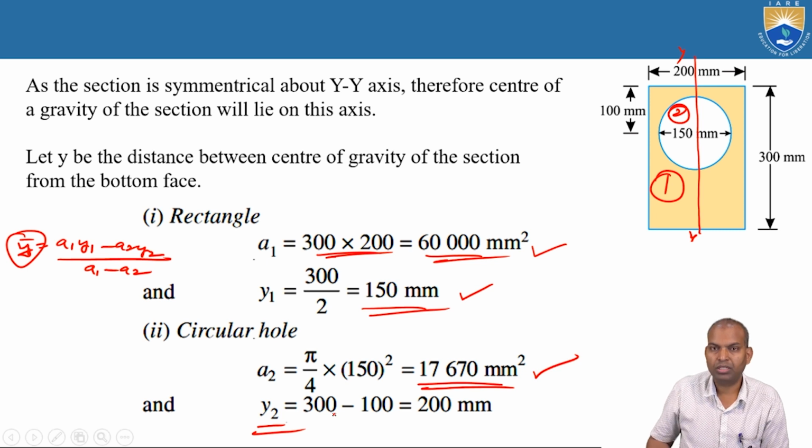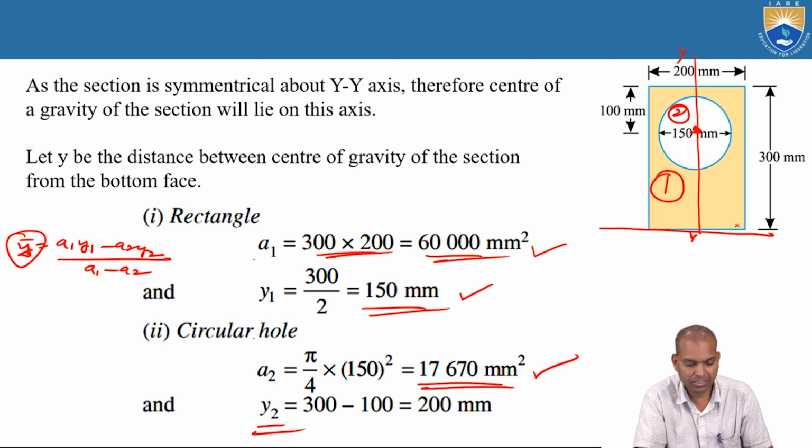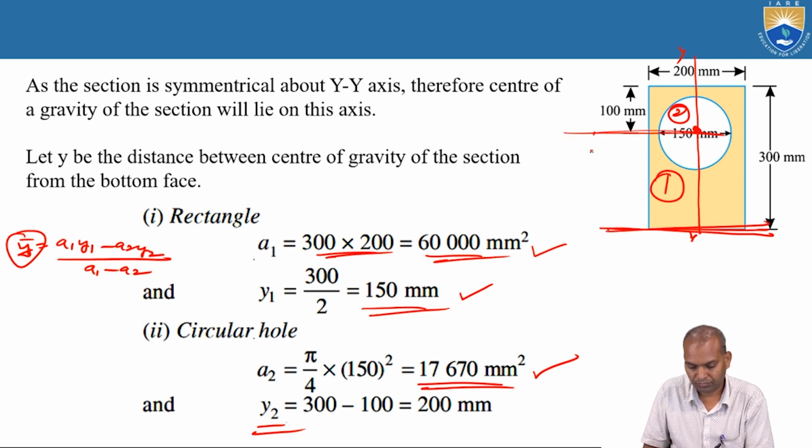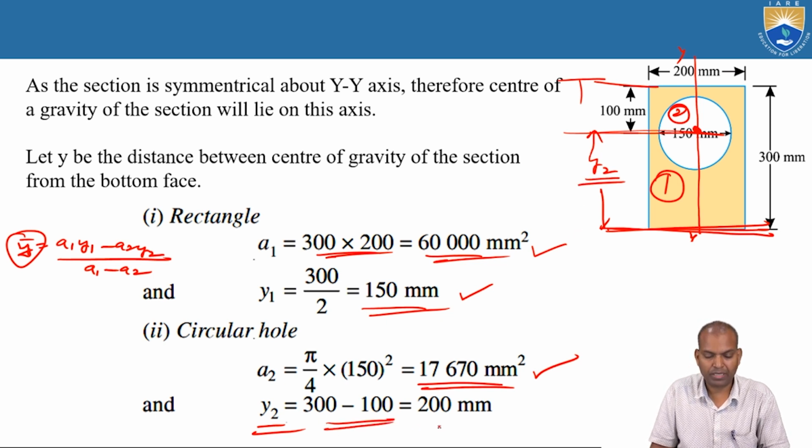Now what about y2? This is the center from this reference axis. How do we locate this y2? You cannot say 300 by 2. No. What is the distance from here to here? 100 millimeters. So total 300 minus 100 becomes y2. So y2 is 300 minus 100, that is 200 millimeters.